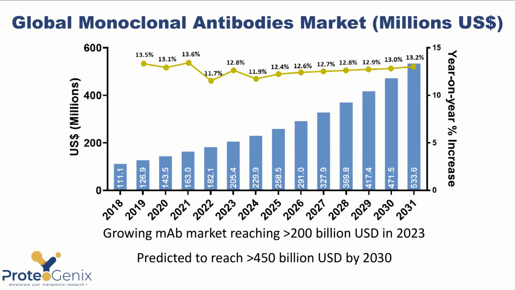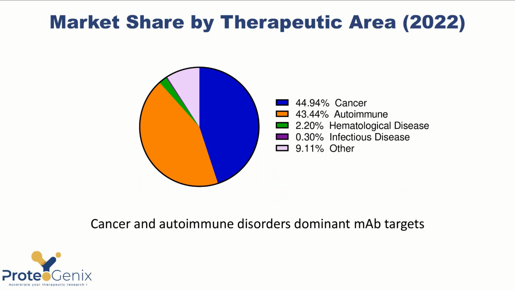The total monoclonal antibody market is set to reach over 200 billion USD in 2023, with the prediction for 2030 being over 450 billion USD, representing a continual year-on-year increase of around 13%. If we look at the market share by type of disease, we see a very clear dominance of cancer and autoimmune diseases, with the rest altogether representing only around 10% of the total market.